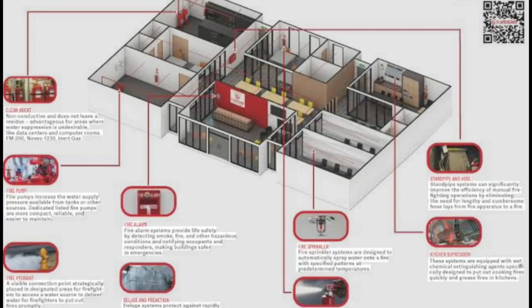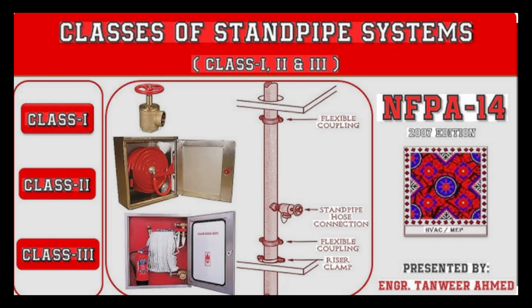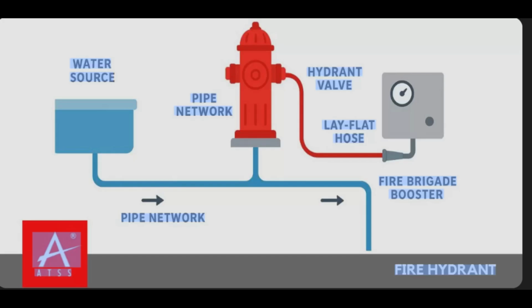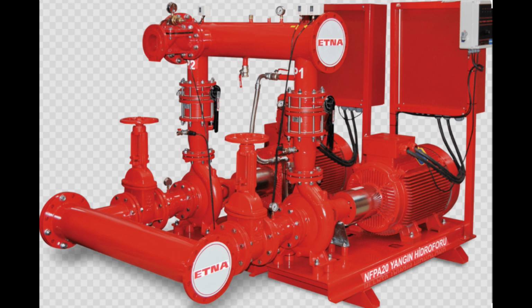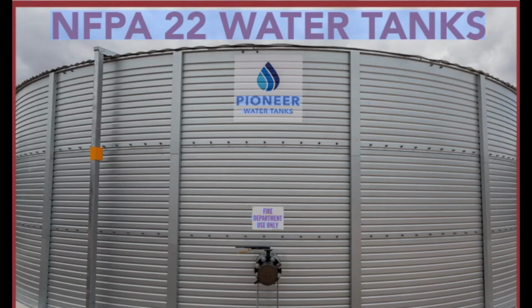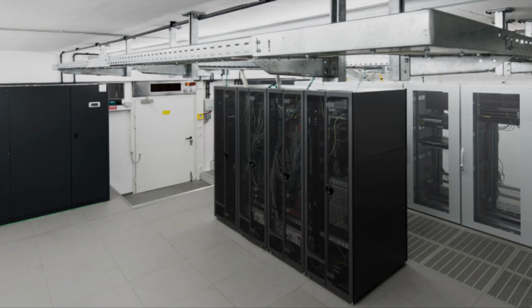3. Fire protection system requirements. Every hotel requires sprinkler system, standpipe system class 3, hydrant system, hose reels, fire pump set, jockey pump, fire water tank, fire brigade inlet, special systems for sensitive rooms like server rooms. These systems depend on local code requirements, so always check fire authority guidelines.